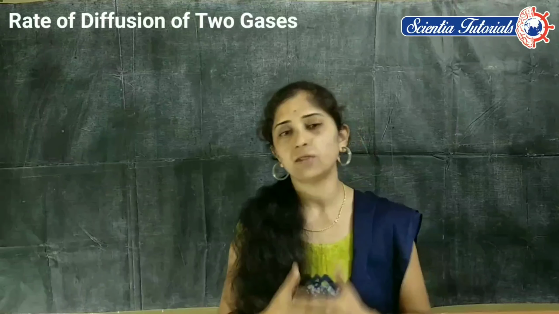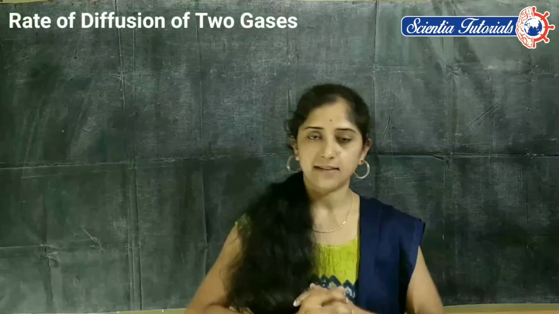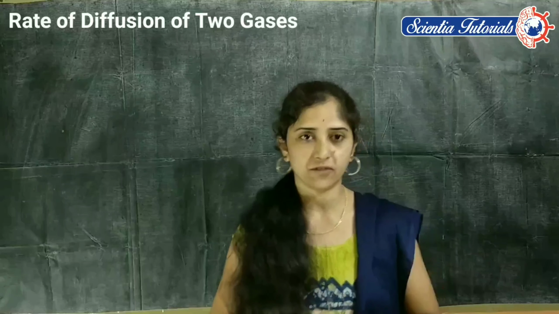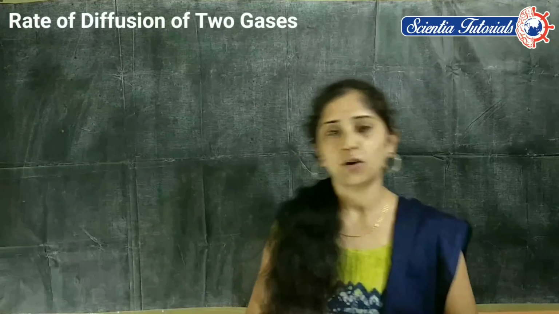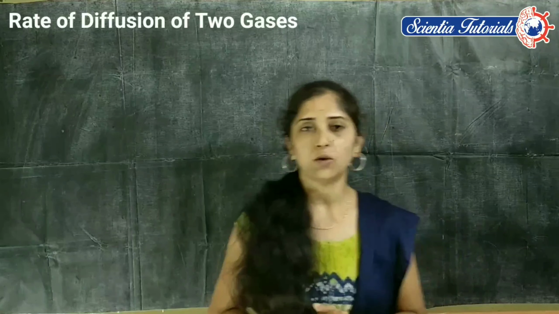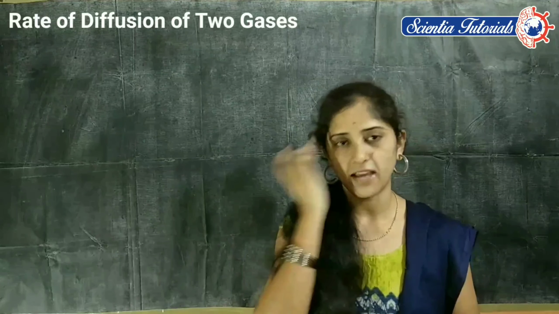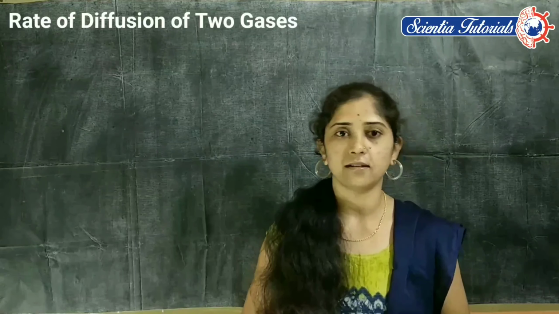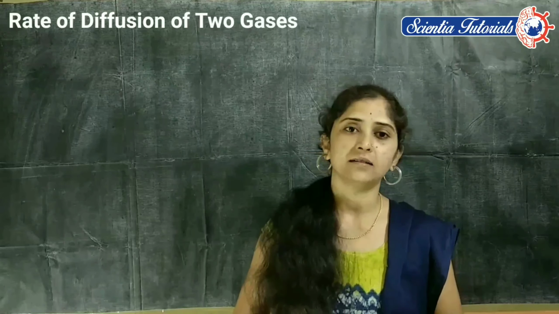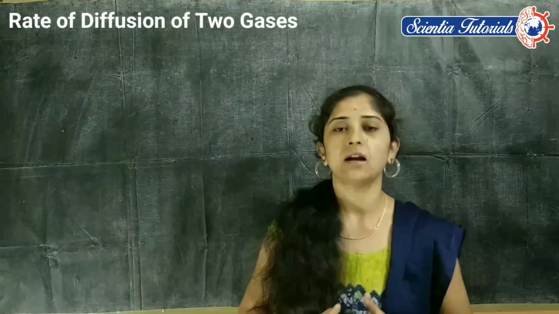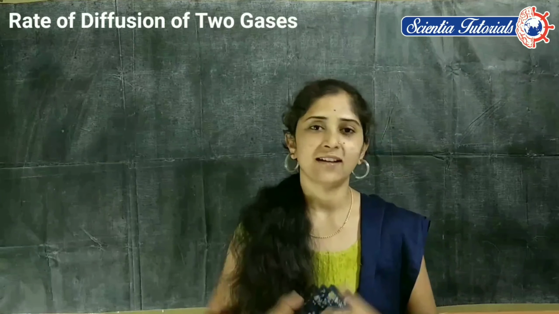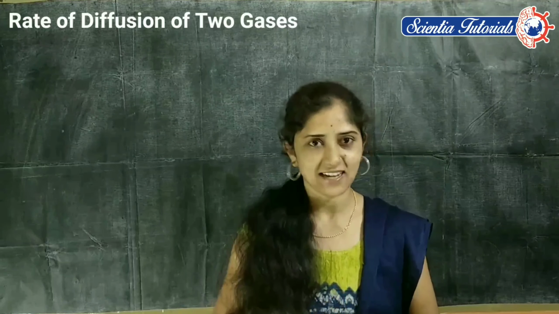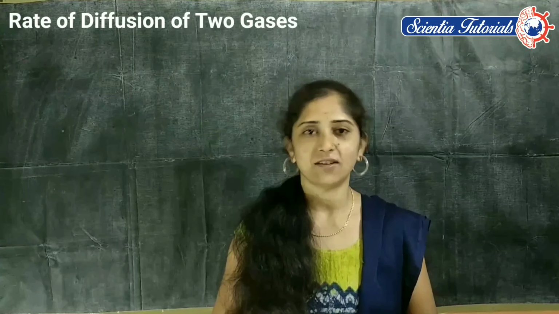So finally, what do you observe here? Ammonia gas has more diffusion than hydrogen chloride gas. Students, I hope you understand this session about the rate of diffusion of two gases. Follow this lab experiment and the steps we have followed, and try to do this experiment in your school lab and understand the procedure we have followed.